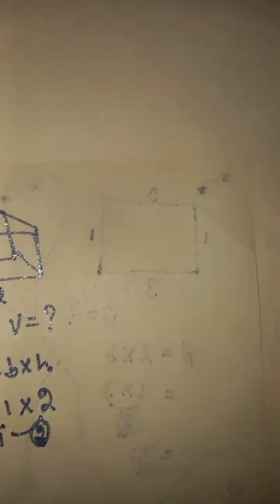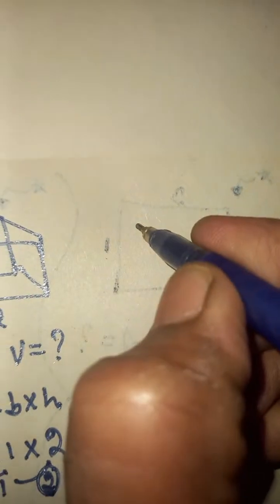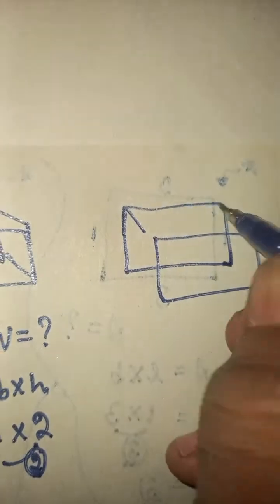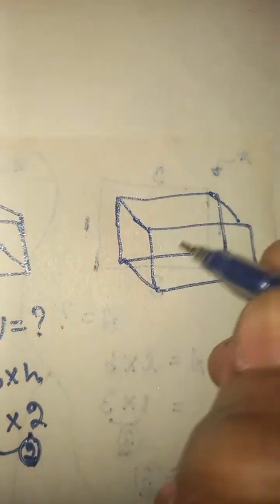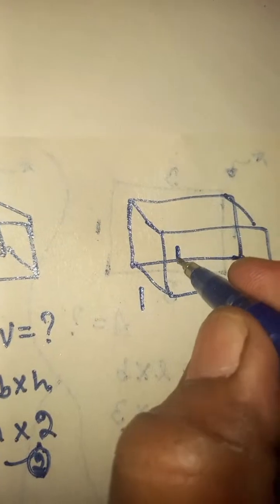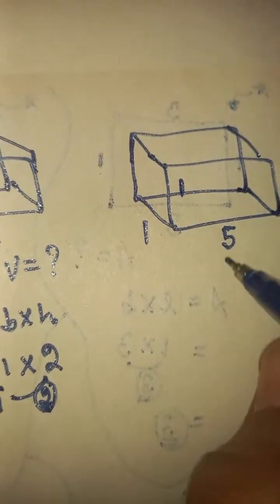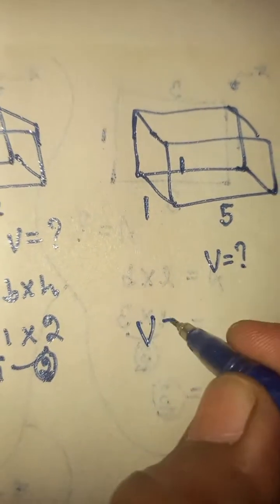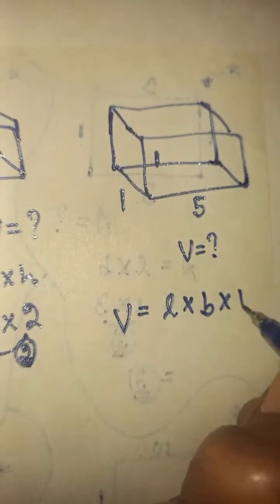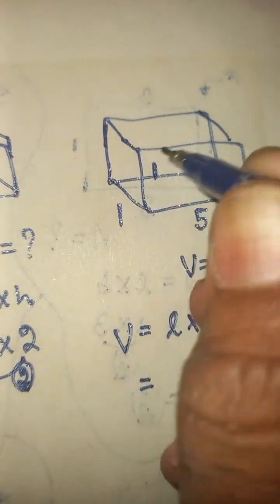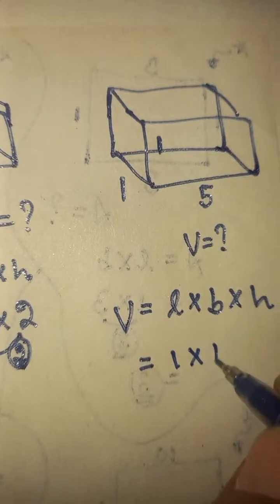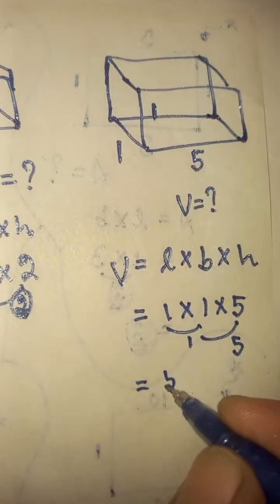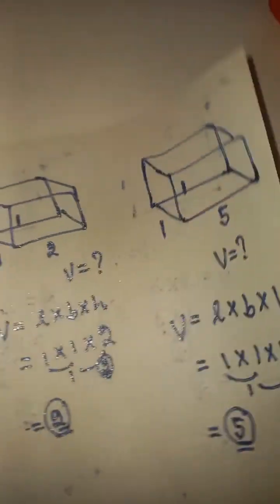Let's take one more cuboid. In this cuboid they have given the edge lengths, length, breadth and height, as 1 unit, 1 unit and 5 units. Even here you need to find out the volume of the cuboid. Volume of the cuboid even here is length times breadth times height. So it is 1 times 1 times 5. 1 times 1 is 1, 1 times 5 is 5. So it becomes 5 cubic units.